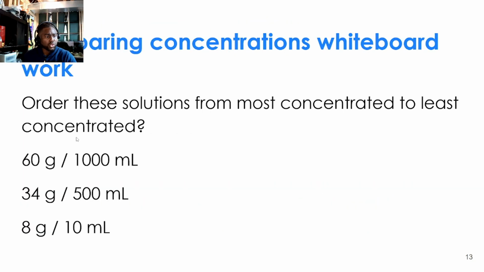Again, similar example. So the first thing you need to do here is get a common denominator. So you have a denominator of 1,000, a denominator of 500, and a denominator of 10. What I would do is I would multiply the second one by 2. So that would give us a denominator of 1,000, right? 500 times 2. And then the bottom one, I would multiply it by 100, and that would give us a denominator of 1,000 as well.